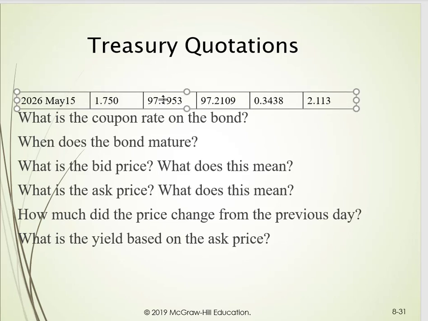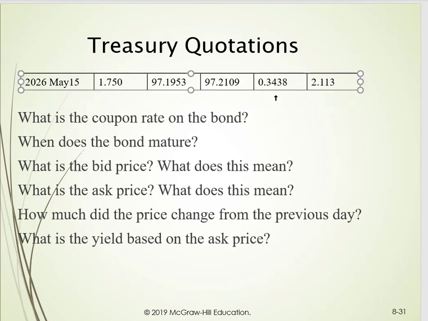This is the wholesale price, which obviously is always going to be lower. 0.3438, that's the change in price from the previous day. It's obviously up 34 cents. And the yield, based on the ask price, is 2.113%. So again, we get lots of information from the newspaper.